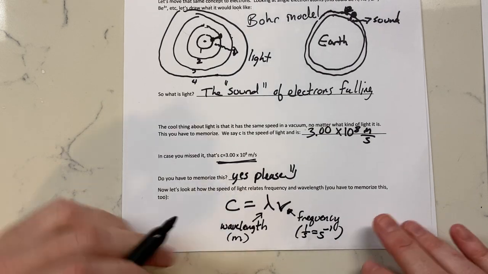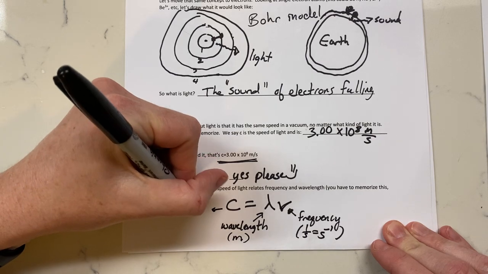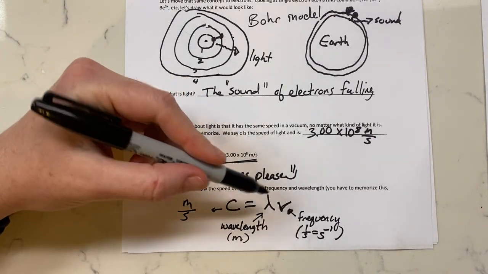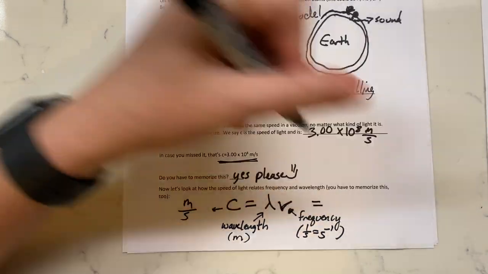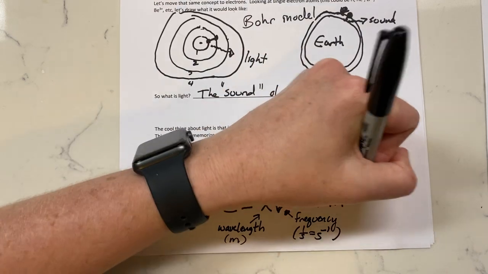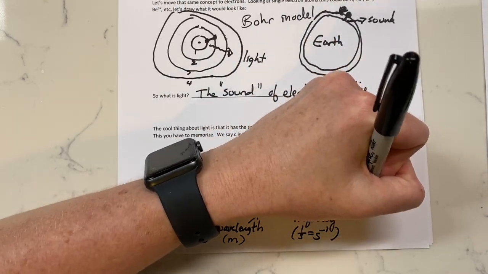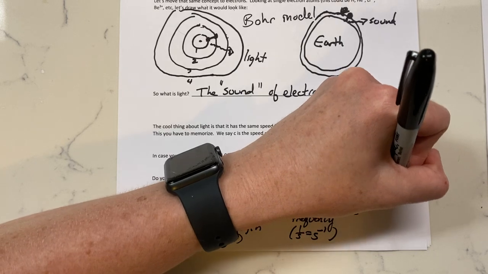Now the reason I knew those units is because I just told you up here that C is in meters per second. And that means it has to end up being in meters per second. Let's go ahead and replace these with units. So our lambda was meters, our frequency is 1 over seconds, and that should make sense because meters times 1 over seconds gives us meters per second.